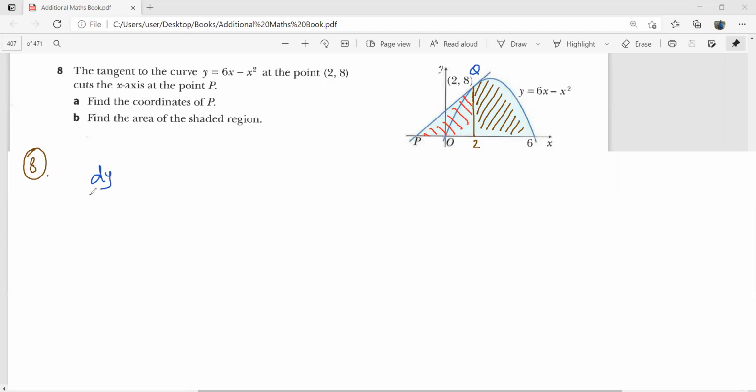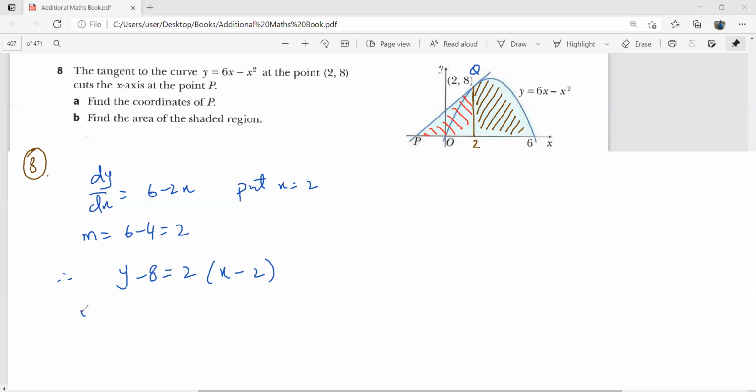So let's find this dy by dx quickly. That is 6 minus 2x. Let's put x equal to 2 here. So this gradient is going to be 6 minus 4, that is equal to 2. Now the equation is y minus y1 equals m into (x minus x1). Without wasting any time, I'll put y equal to 0 here, because we know that at point P the y is 0. So when I put y equal to 0, this is going to be minus 2 equal to 2 into (x minus 2). This is 2 fours are 8.